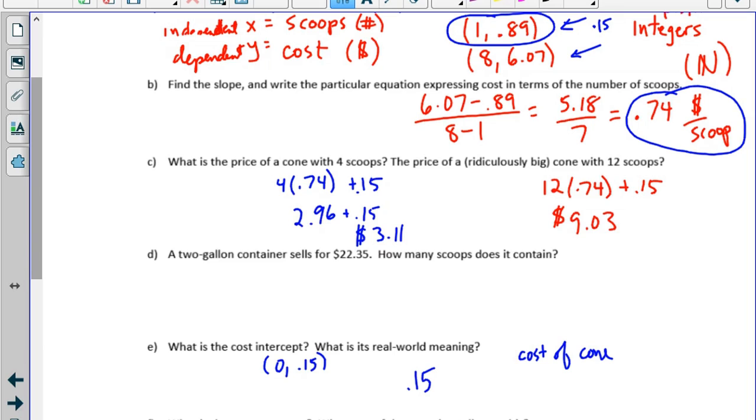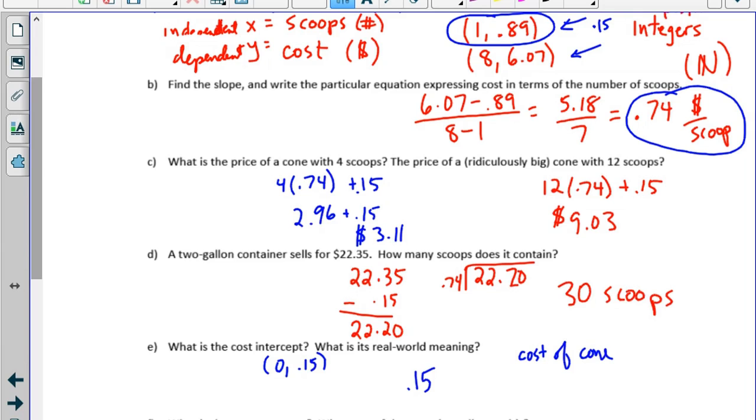A 2-gallon container sells for $22.35. How many scoops does it contain? Well, the first thing we would have to do, conceptually, is to think that if I have $22.35, the cone is in there. So I'm going to subtract the cone and get $22.20 just for the ice cream. Now I can take that and divide it by the 74-cent cost for every scoop that I have. So $22.20 divided by 74 cents. I have 30 scoops in my 2-gallon container.